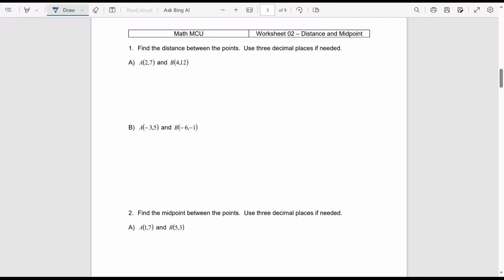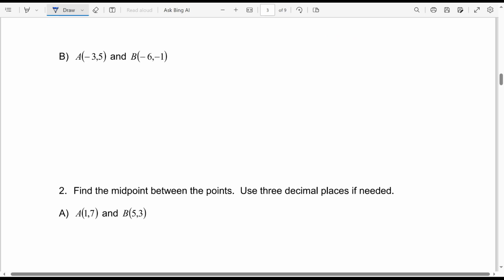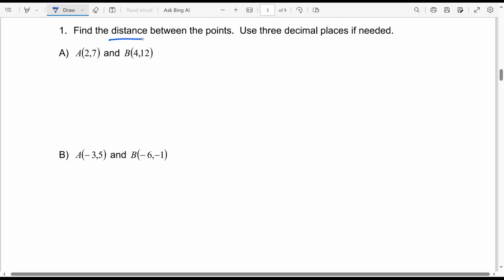Really quickly, distance and midpoint. We're going to look at 1B in this case because the negatives are where we're going to make mistakes. So the question's asking me to find the distance between 2 points. So the answer is just going to be a single number.